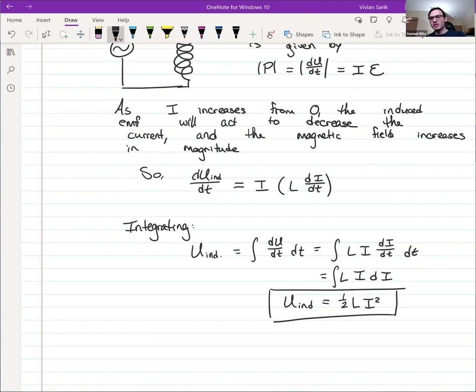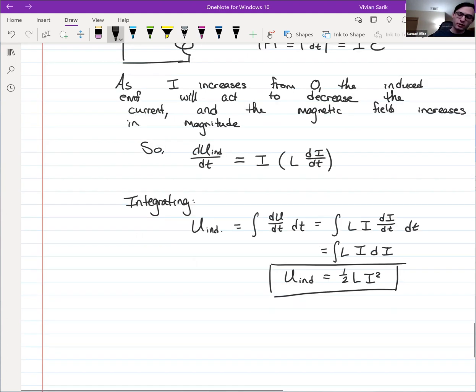Here it's a little bit different because we have current and we have inductance and so on. But you can see that these sorts of relationships are very similar, and there's a good reason for that. It's because they are indeed similar. In fact, just like we did for a capacitor, we can actually use this result to determine the energy stored in any magnetic field, right?